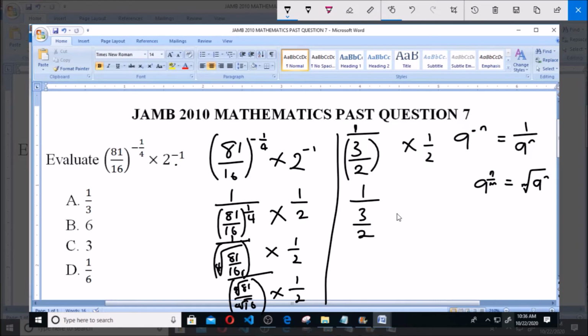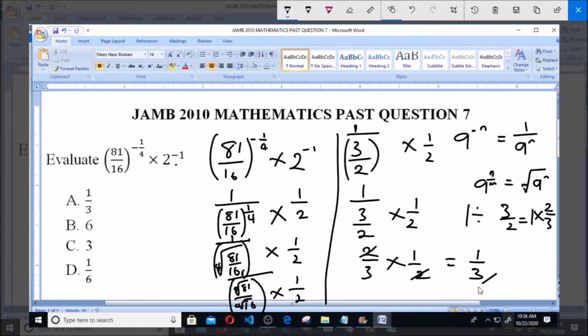Now 1 over 3 all over 2 is the same thing as saying 2 over 3 multiplied by 1 over 2. Now how did I do this? This is the same thing as saying 1 divided by 3 over 2, and that is equal to 1 multiplied by 2 over 3. So that's how we got this 2 over 3. So multiply by 1 over 2. Now this 2 we cancel this 2, so this is equal to 1 all over 3, which is option A. So option A is the answer to this question.